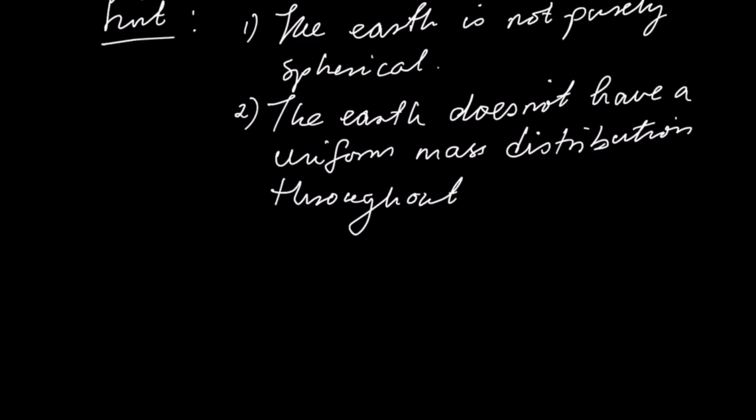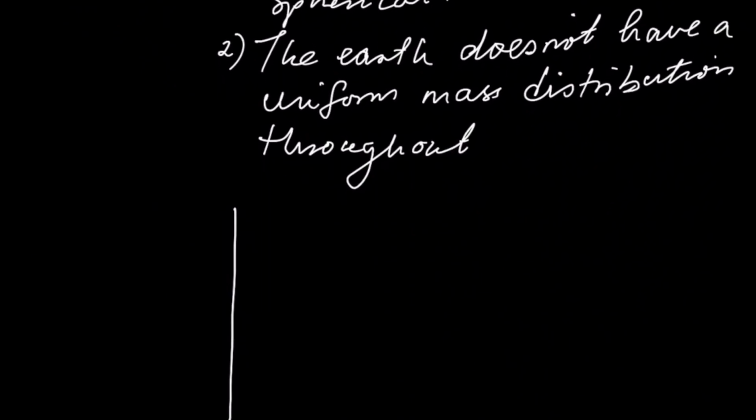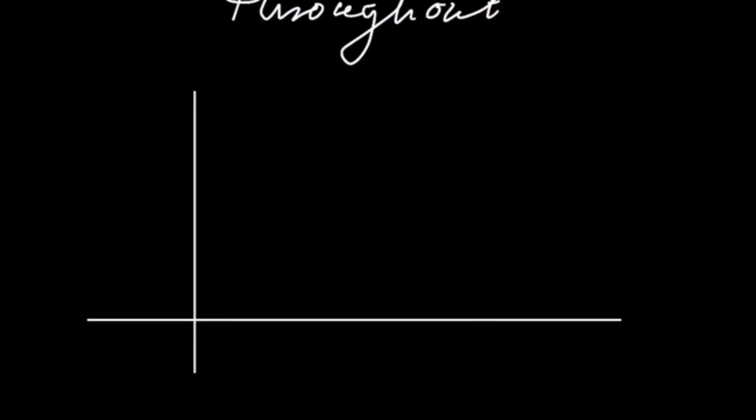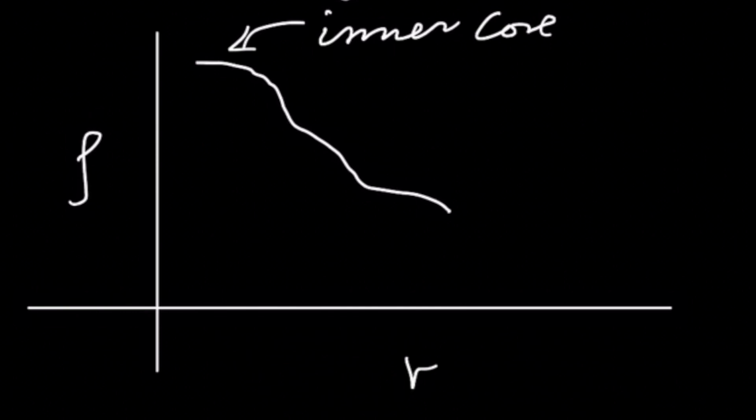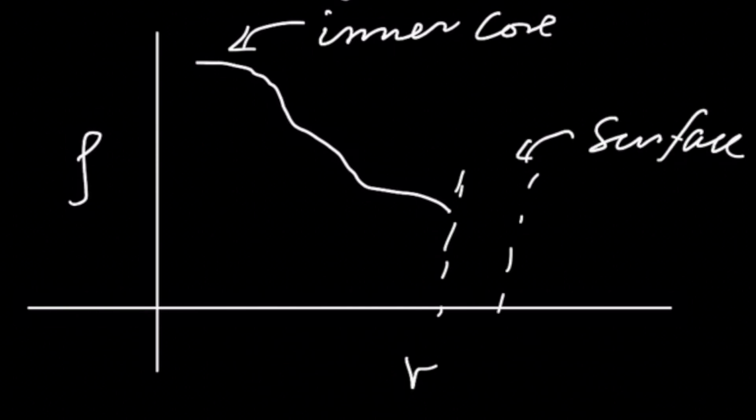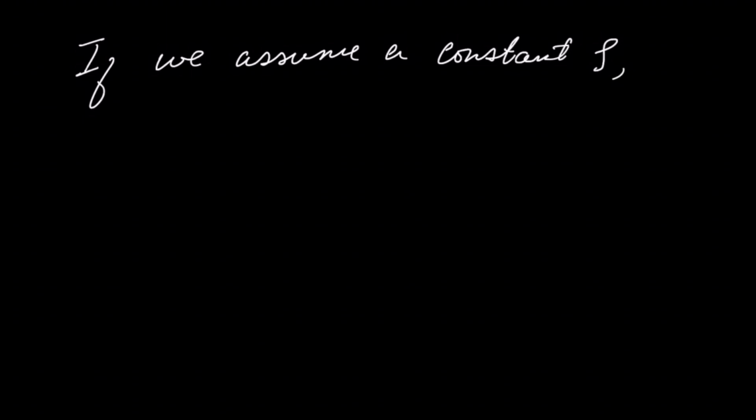To understand this better, let us imagine a graph of density against the radius of Earth. Closer to the center, or in the inner core, you've got higher density compared to at the surface. And that's why we're saying the Earth does not have a uniform mass distribution. But in most cases, we assume a constant density just to come up with a simpler model for mathematics.